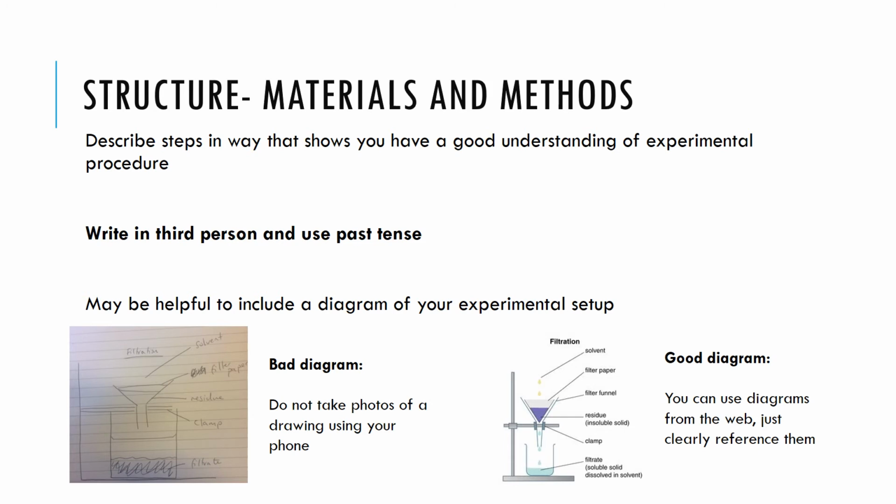Okay, so the materials and methods section has to be written in quite a specific way. It needs to be written in a way that demonstrates you have a good understanding of the experimental procedure that you've used. Really important here, and this is why I've highlighted this in bold, it needs to be written in the third person and you must use the past tense.